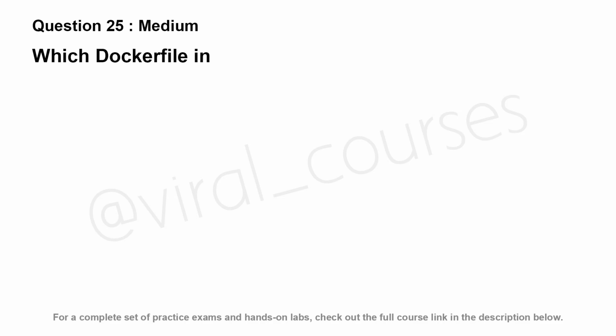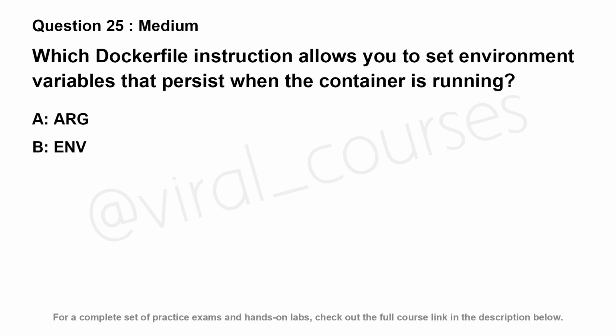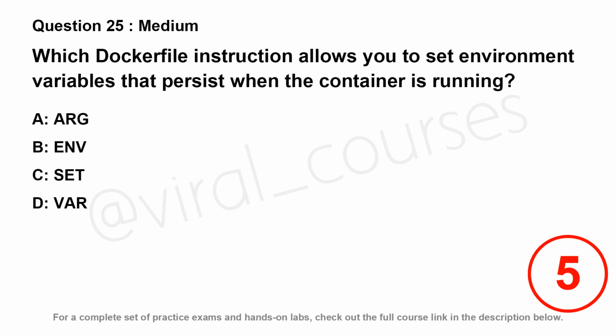Which Dockerfile instruction allows you to set environment variables that persist when the container is running? Option A. ARG. Option B. ENV. Option C. SET. Option D. VAR.